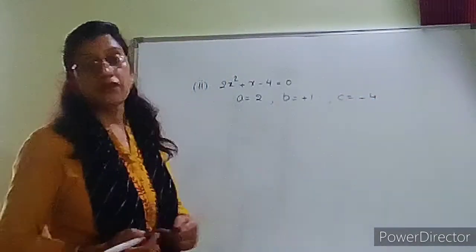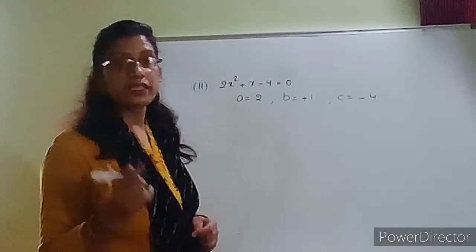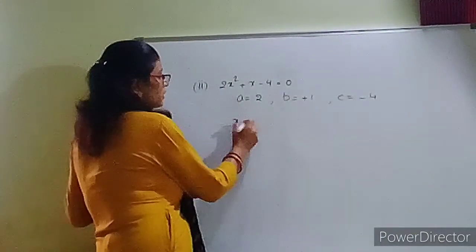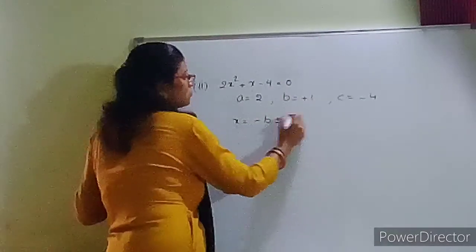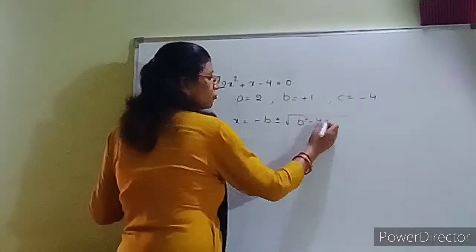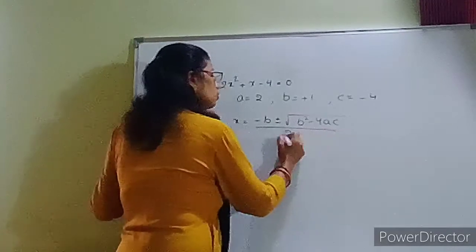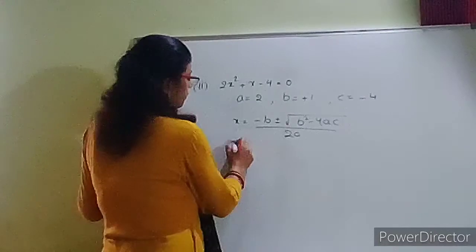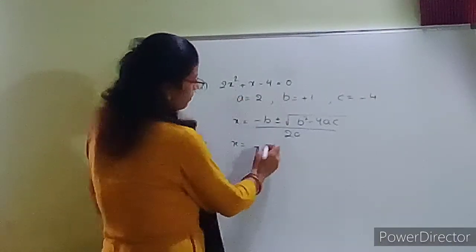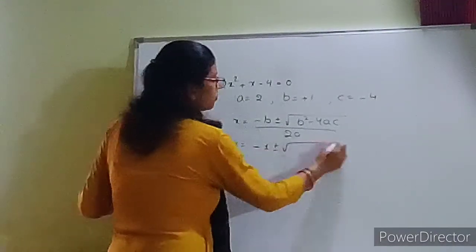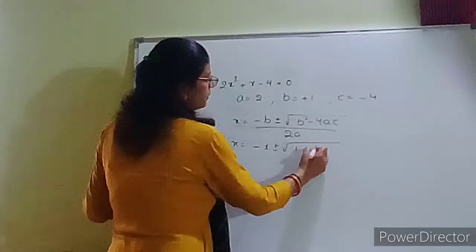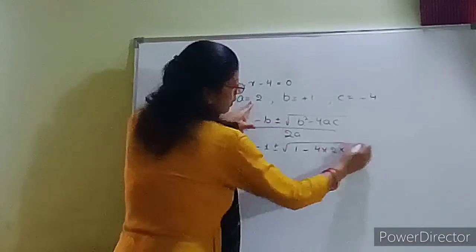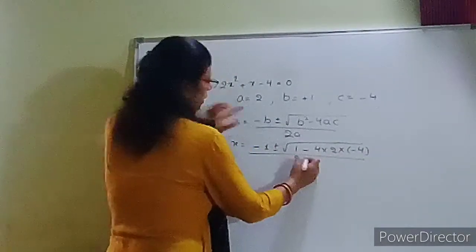I am finding the discriminant first. If you want to find the discriminant, find it. Otherwise you can find directly. See, the value of x is minus b plus minus root of b square minus 4ac divided by 2a. This is the quadratic formula. Put the values in this formula. You will get x equals minus b, that is minus 1, plus minus root of b square, 1 square, minus 4, a is 2, c is minus 4. Keep in brackets, divided by 2 into a, which is 2.